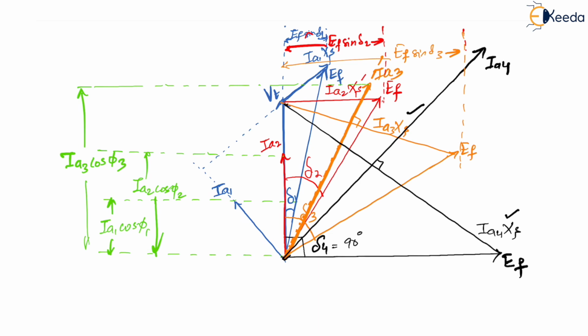Same thing only happening. Now, let us understand reactive power supply such that we can say which one is overexcited, underexcited, and normal excited. What is that Q equation? What is that Q equation? Vt by x into what?